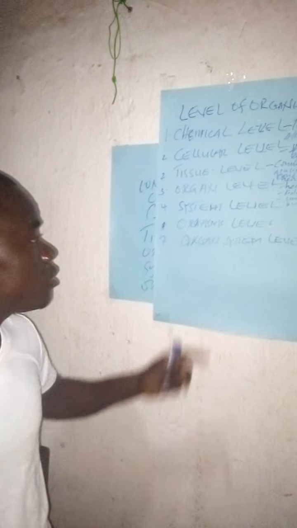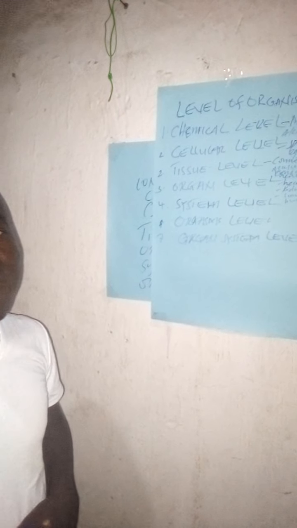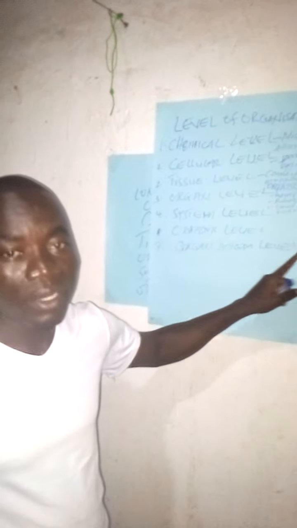That is an accessory organ of the digestive system. Let us talk about the kidney. The kidney is part of the urinary system. So that is the reason we call it the organ system level.